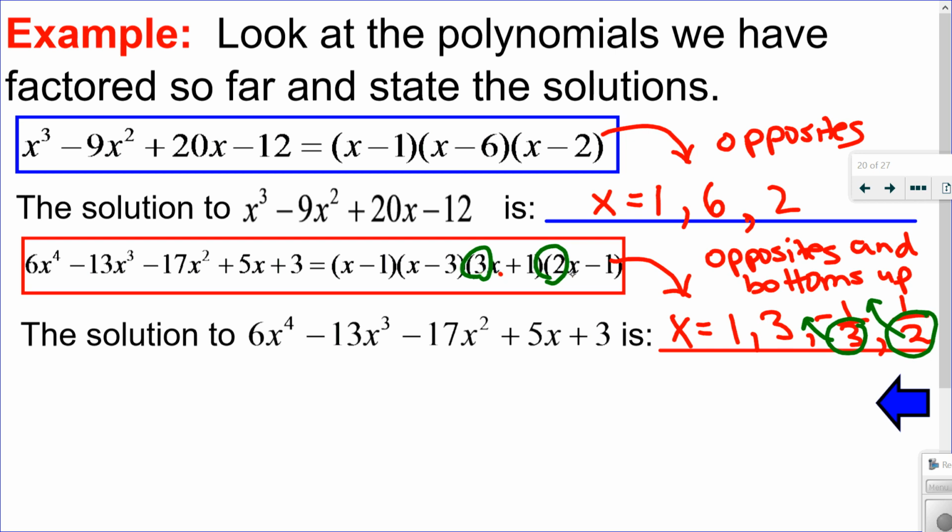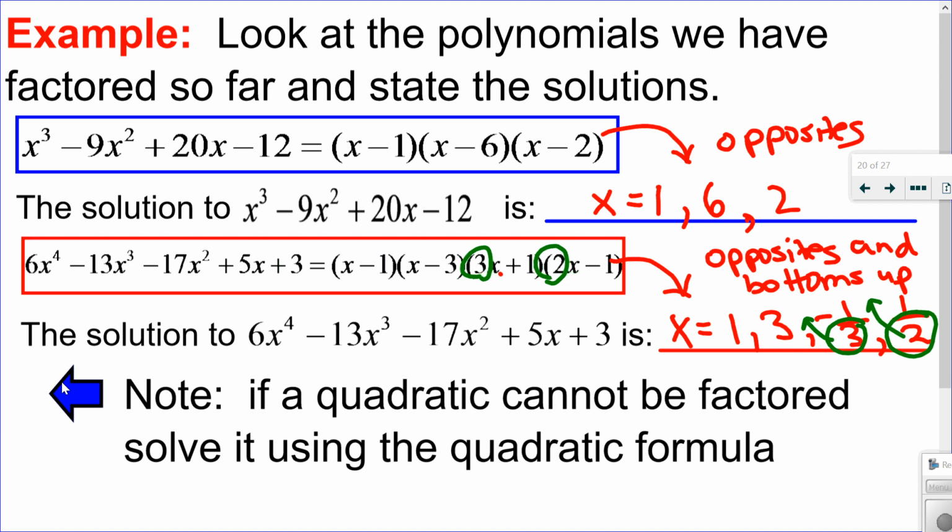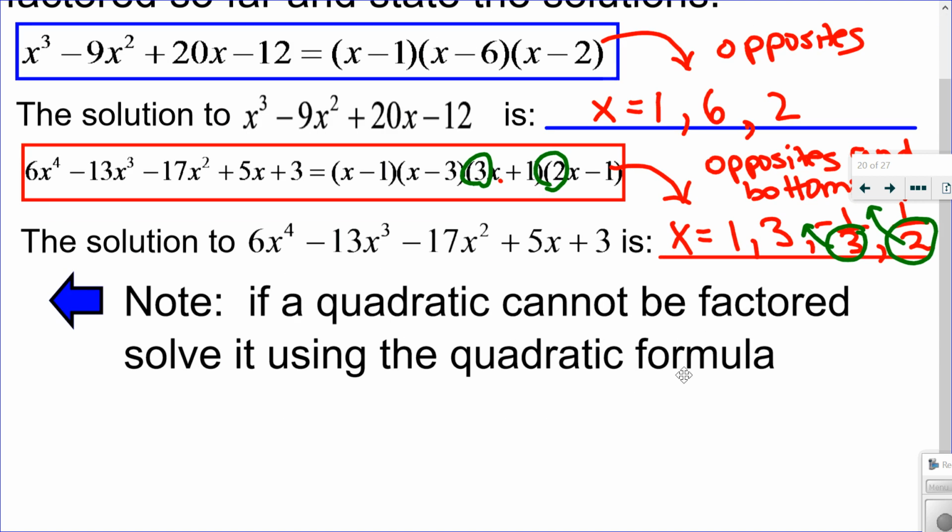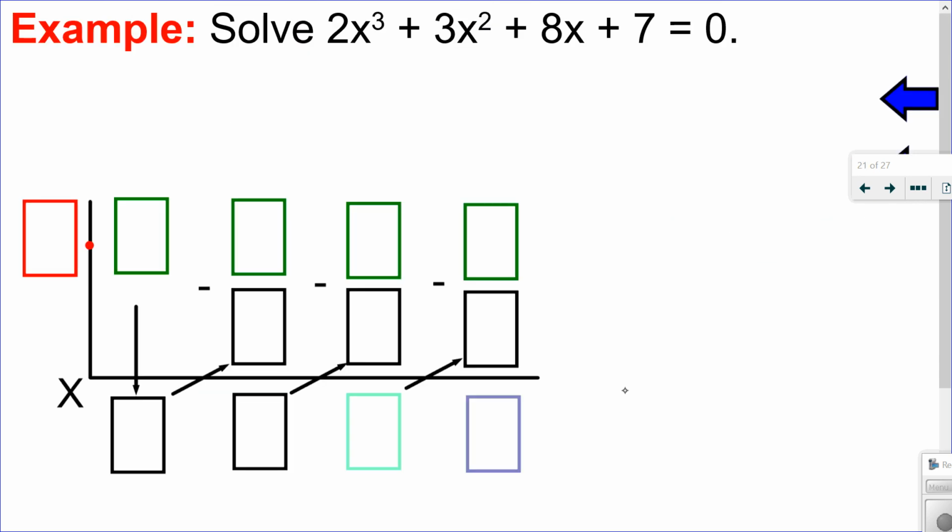Now, these ones were all really nice because they could be factored, but just as a little note, if a quadratic cannot be factored, that doesn't mean it can't be solved. It just must be solved using the quadratic formula. So if a quadratic cannot be factored, I want you to solve it using the quadratic formula. So don't think just because it can't be factored, it can't be solved. So let's try a question where we're going to solve this time. We're just going to take it that one extra step.